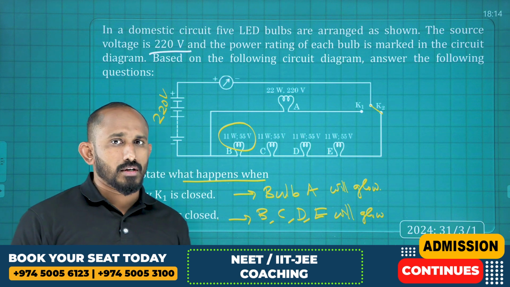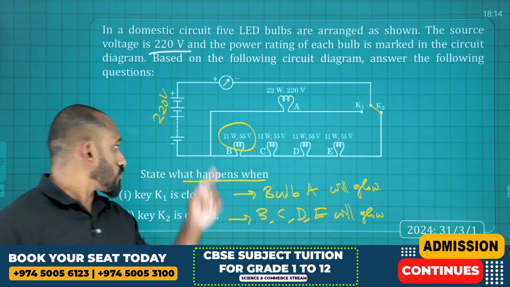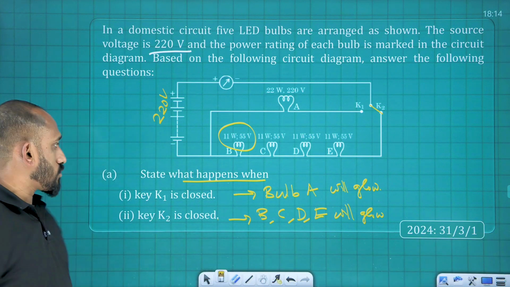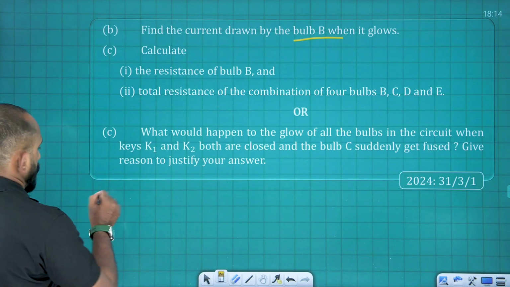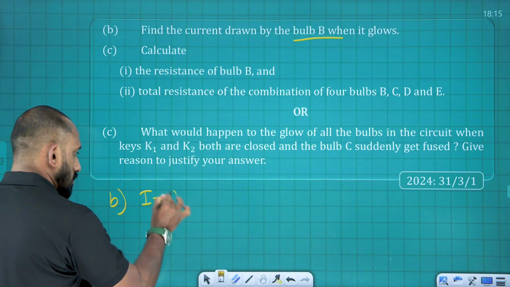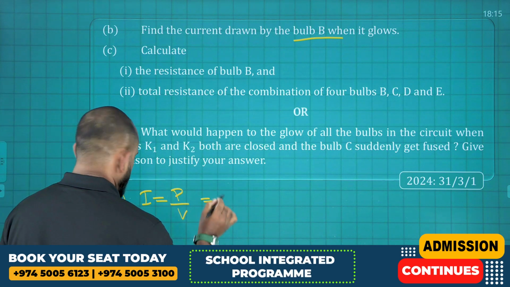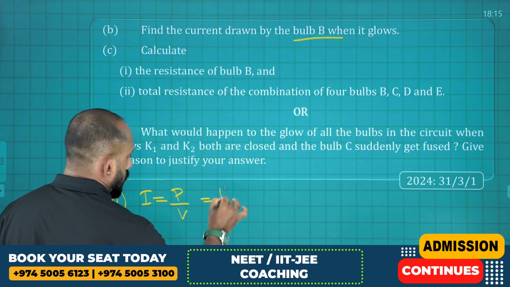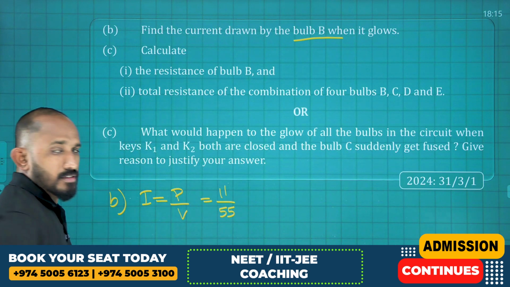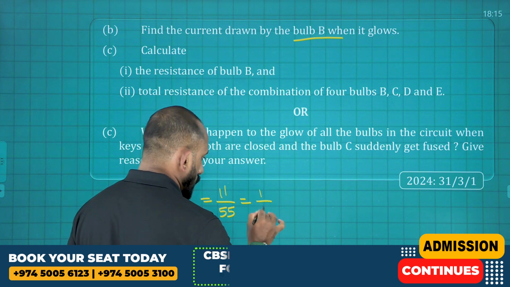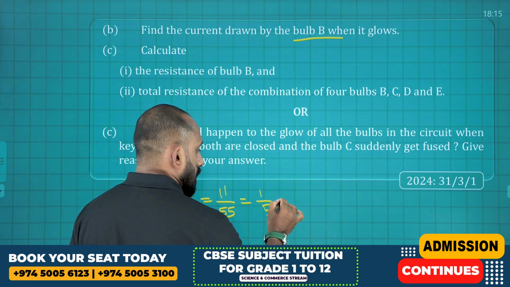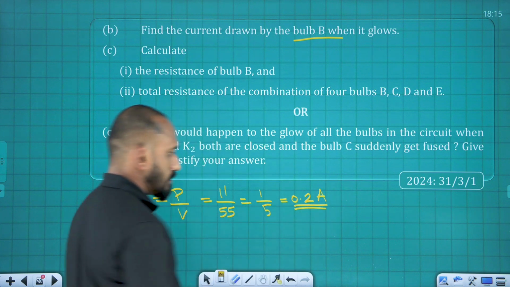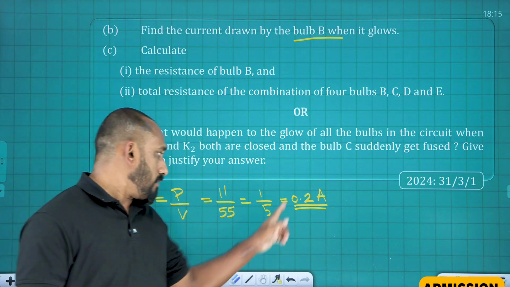So current I is equal to what? P by V. It's given clearly that power is 11 watts and voltage is 55 volts. So the current I is equal to power by voltage, 11 by 55. That is 1 by 5 ampere, that is 0.2 amps.